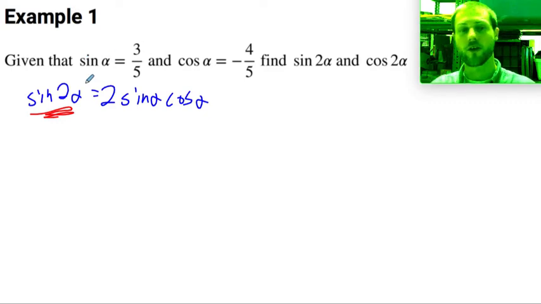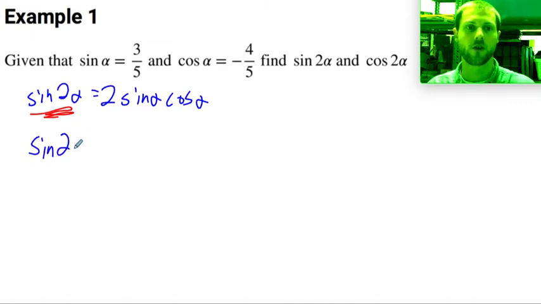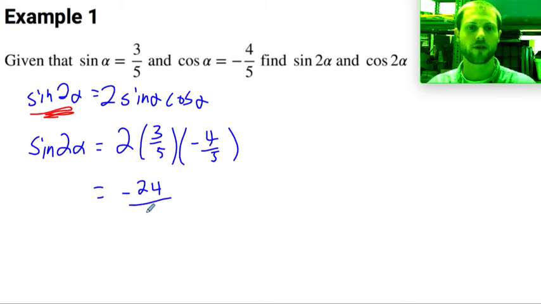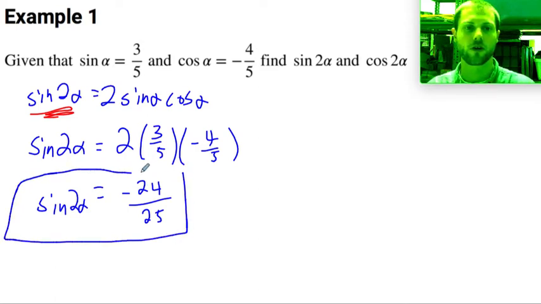Well, it turns out I do have the sine of alpha and the cosine of alpha. So I'm just basically plugging stuff in. The sine of 2 alpha is going to equal 2 times the sine of alpha, which is 3/5, times the cosine of alpha, which is -4/5. And we're just going to multiply this stuff together. So 2 times 3 times -4 is -24 over 5 times 5, which is 25. So the sine of 2 alpha equals negative 24 25ths.